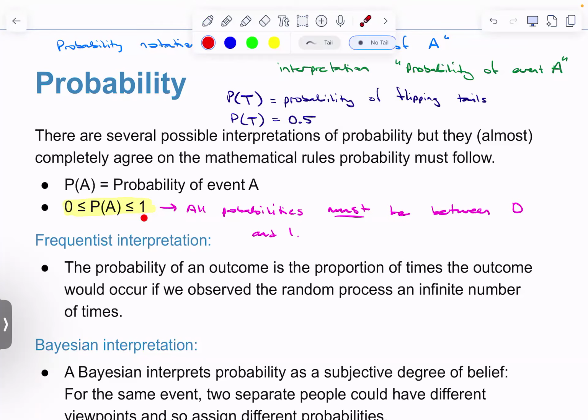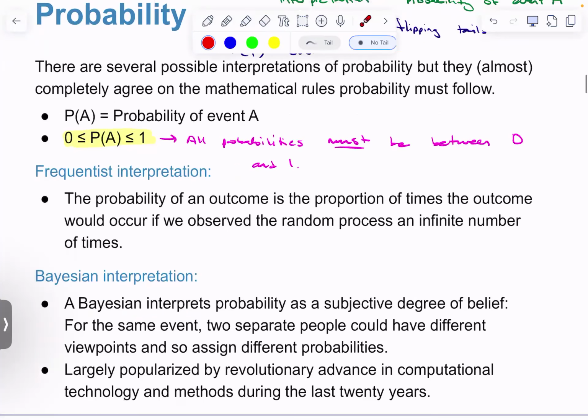How can it be 1? If the probability is 1, it means it's always going to happen, no matter what. What if I think about the probability of heads or tails? I'm open to either one. The probability that one of those two happens if I flip a coin has to be 1. So those are your two extremes. But most of the time, probabilities are somewhere in between, like 0.5 or 1 in 6 or something like that.